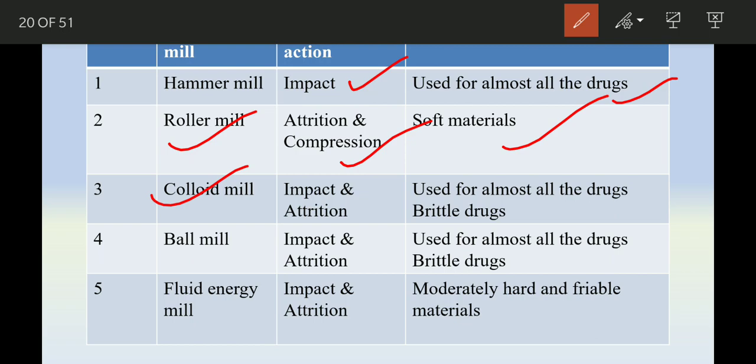Next is the ball mill, where the mechanism is impact and attrition, used for almost all kinds of drugs and brittle drugs. Then the fluid energy mill is based on the principle of impact and attrition, and the material used is moderately hard and friable material.